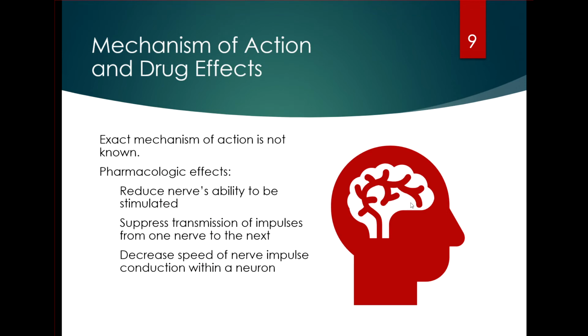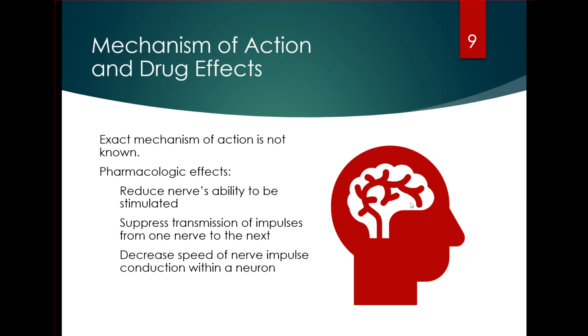We know that we're reducing a nerve's ability to be stimulated, and we know we're suppressing transmission of impulses from one nerve to the next. And we know we're decreasing speed of nerve impulse conduction within a neuron, but we're not really sure of the exact mechanism. We just know they work.